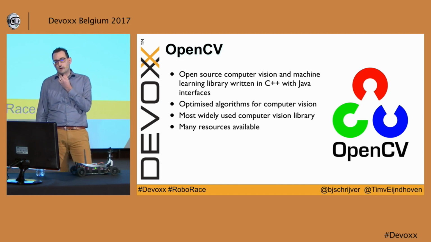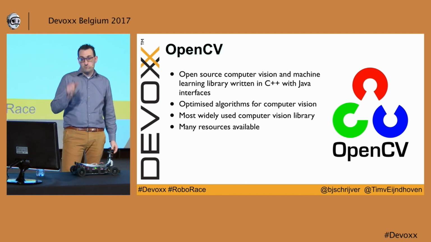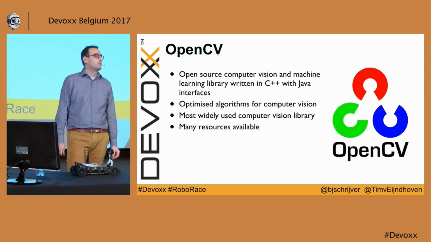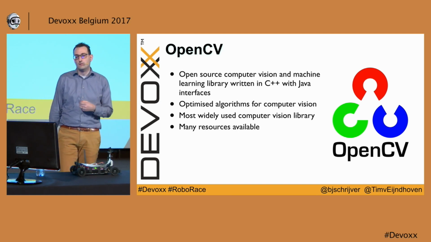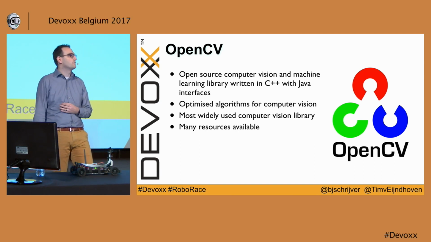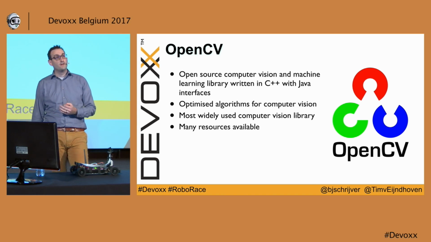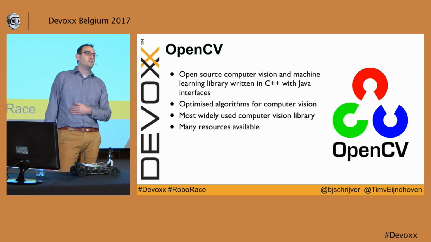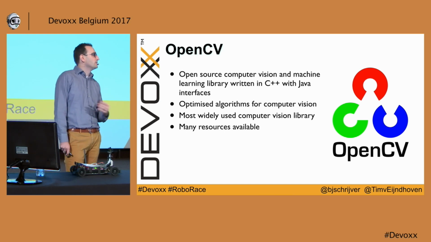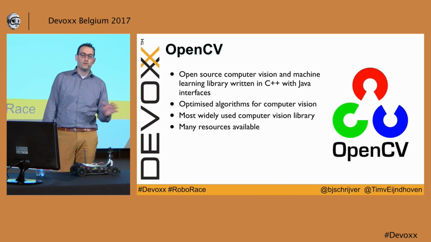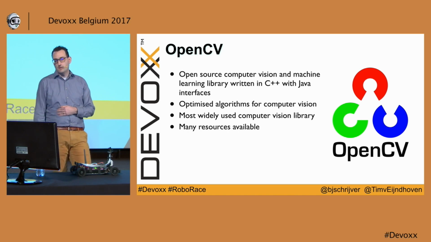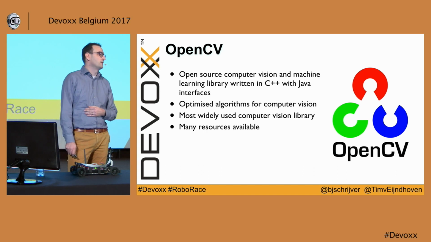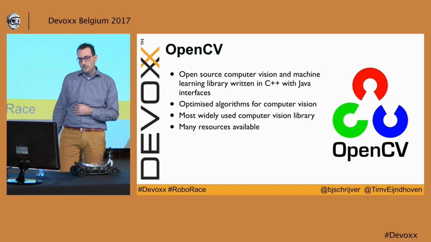We knew about OpenCV, and to our knowledge, it's the most widely used open computer vision library. It's written in C++. It has Java interfaces, which was important for us as well. And there are many resources available online on using OpenCV for all different sorts of computer vision, but also many on the subject of lane detection.